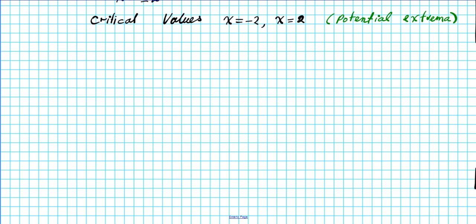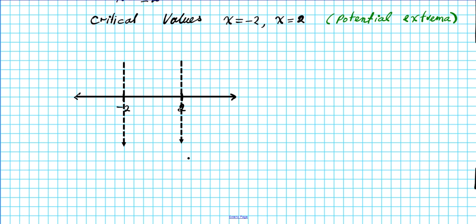So what we'll do is basically create a number line using our critical values. So there goes our number line, and then just graph the critical values on there. Let's put -2 and 2. Okay, now these critical values divide the number line into 3 areas.